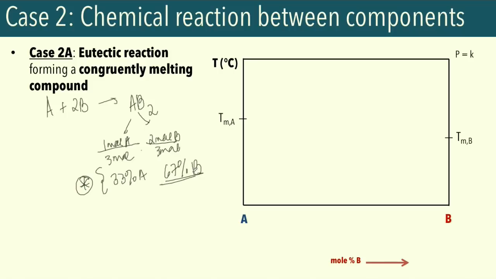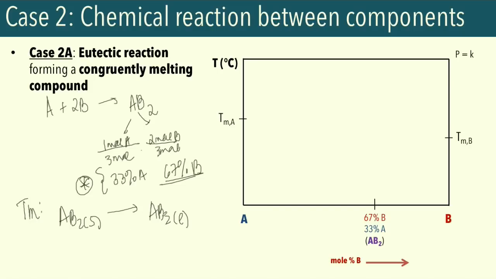So that is 67% B, 33% A. We form our compound AB2 on our phase diagram. To emphasize what we mean by congruently melting compound, that means when we reach the melting temperature of AB2, we have AB2 solid, and this just forms AB2 liquid. Our compound just melts congruently.